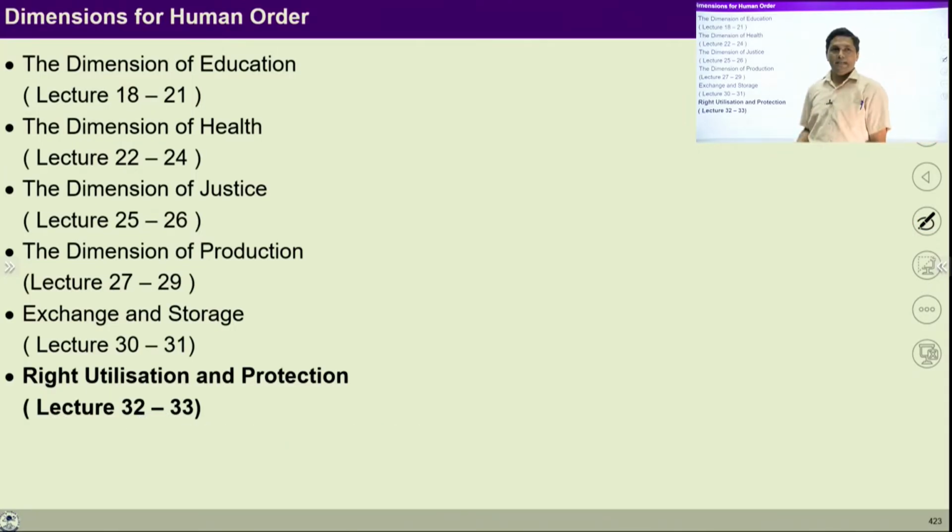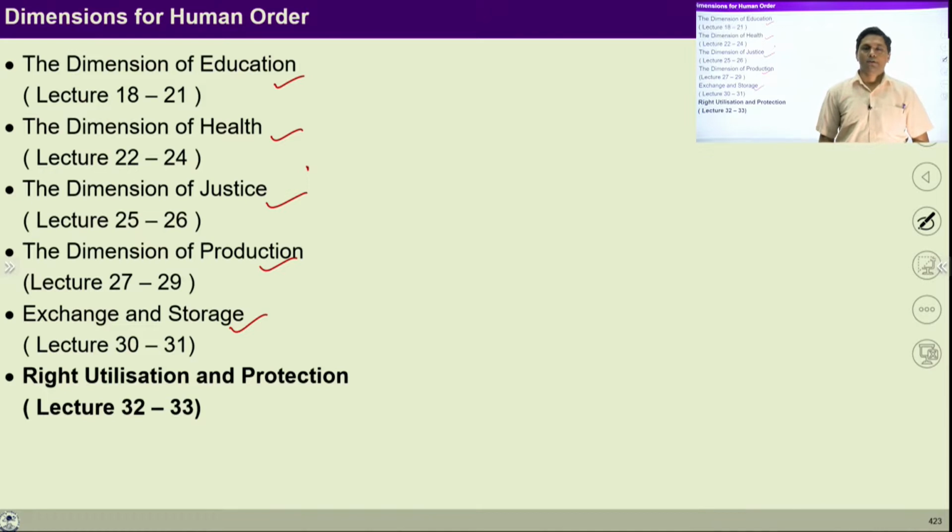In previous lectures we talked about the dimension of education, dimension of health, dimension of justice, dimension of production, dimension of exchange and storage. Up to here we have already talked in previous lectures. I hope you have understood all these dimensions. Now in today's lecture we are going to talk about this right utilization and protection.